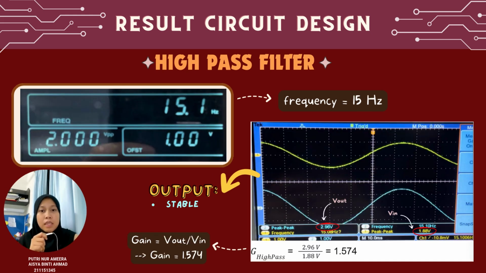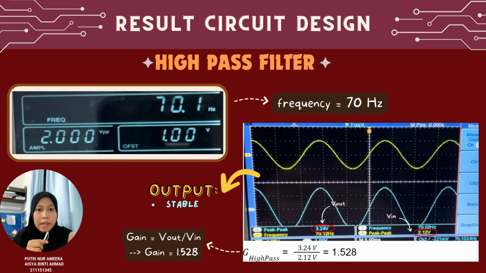At exactly 15 Hz, it amplified the signal by a gain of 1.574, which is close to our theoretical gain of 1.586. Thus, it seems that the lowest frequency at which an oscilloscope can accurately display voltage and output without producing an error is 15 Hz. Next, we increase the frequency to 70 Hz. We notice that the output is stable. The gain that we get for 70 Hz is 1.528, which is approximate to the theoretical gain.